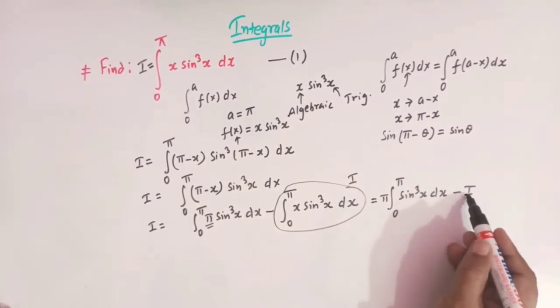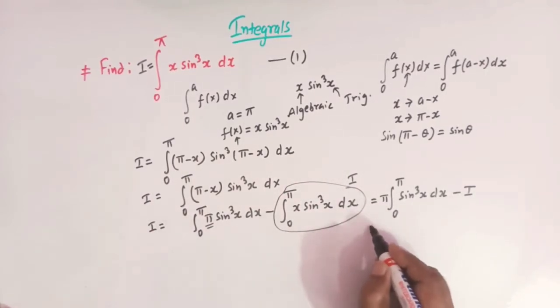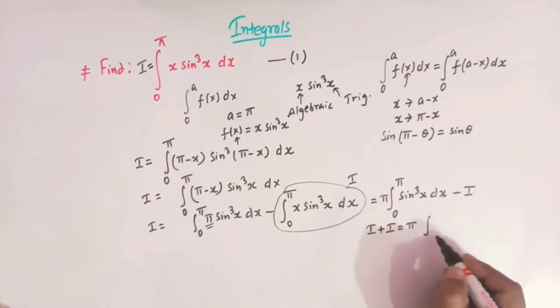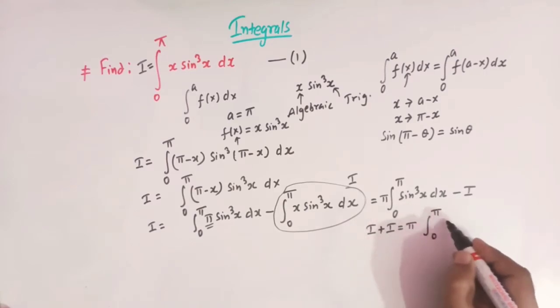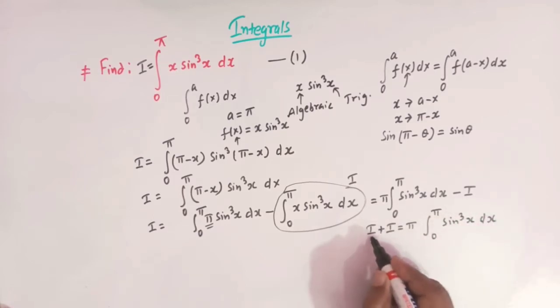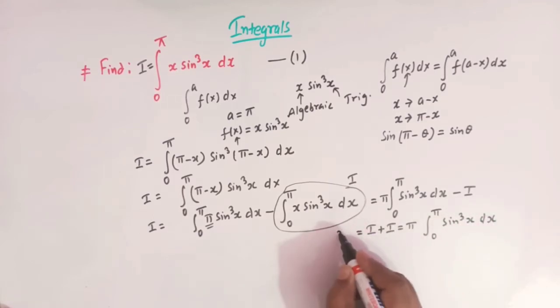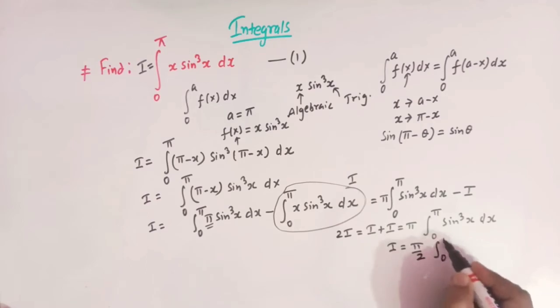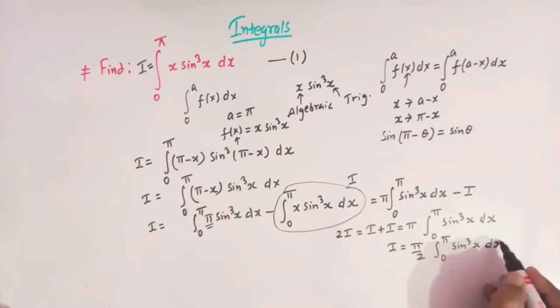Now we can take this I to this side, so we have I plus I, that is equal to pi, and we have 0 to pi and sine cube x dx, right? So this is now I plus I is 2I, so now we can write I is equal to pi over 2, and we have 0 to pi sine cube x dx, right?